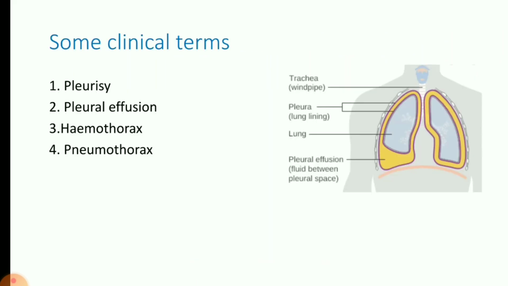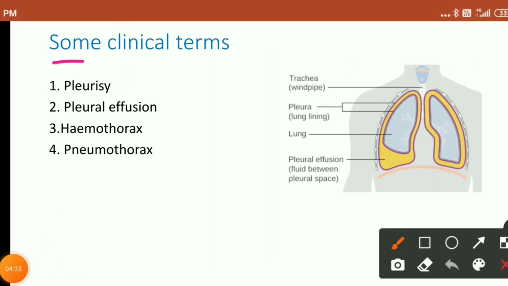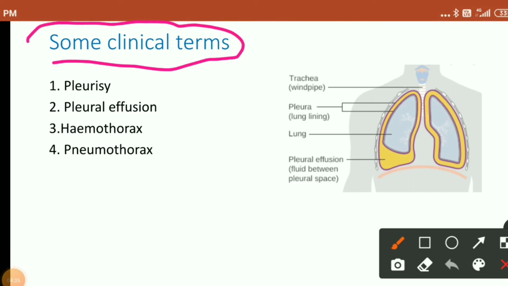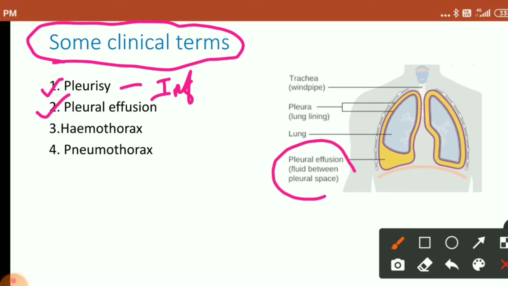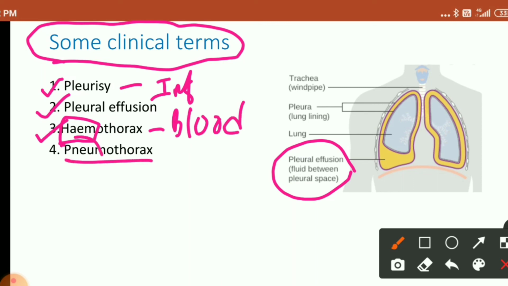Now finally we are going to end our topic with some clinical terms. So just have a look at the clinical terms. First, pleurisy. What is pleurisy? The definition means inflammation of pleura. What is pleural effusion? I already said accumulation of fluid in pleural cavities and pleural recesses. Here it is demarcated very clearly. What is hemothorax? The name suggests hem means blood, so accumulation of blood in pleural cavities. And what is pneumothorax? The name pneumo suggests accumulation of air in pleural cavities.